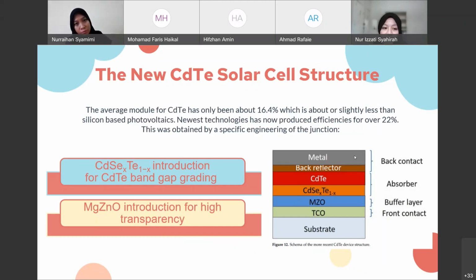The first one is cadmium selenide tellurium, which is for the introduction of cadmium telluride band gap grading. And the second one is magnesium zinc oxide, introduced for high transparency.